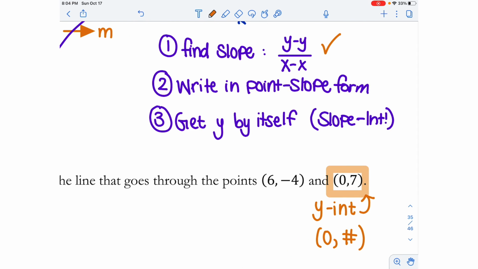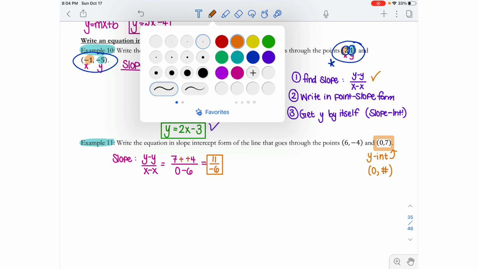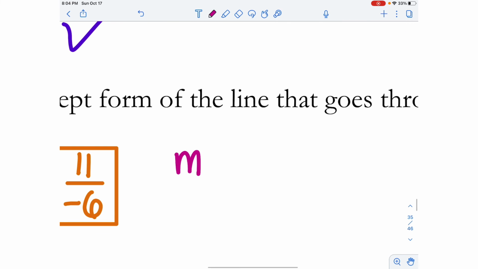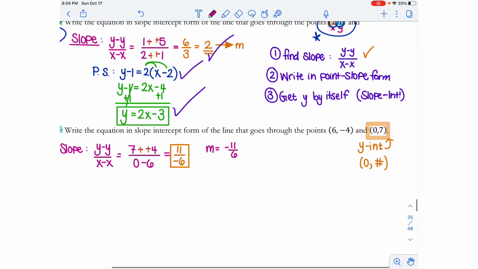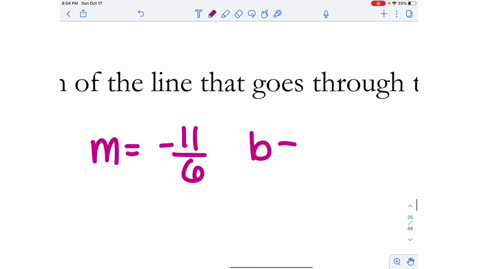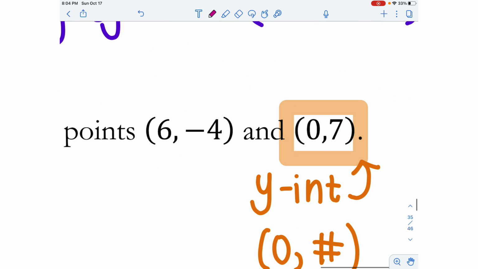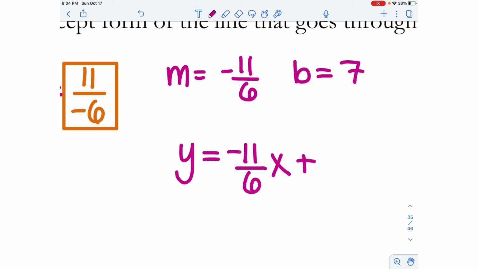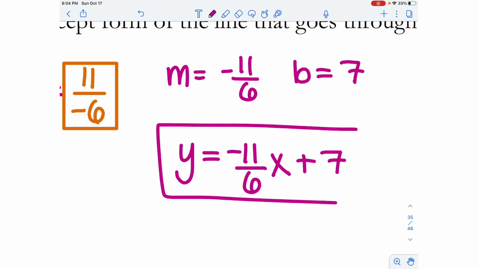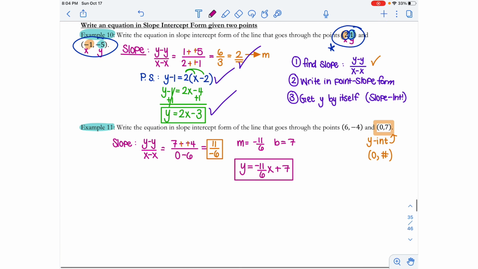I can actually jump right to y equals mx plus b. The m is the slope, which is negative 11 over 6. Like I said in another video, I always like to bring that negative to the top. It doesn't matter if it's on the top or the bottom. And the b value is 7 because of the point 0, comma, number. So my final answer here is y equals mx plus b. The m is negative 11 sixths x plus b, which is 7. So I can actually jump right to the answer for this problem.